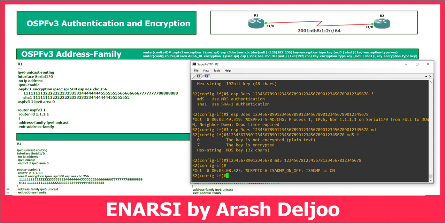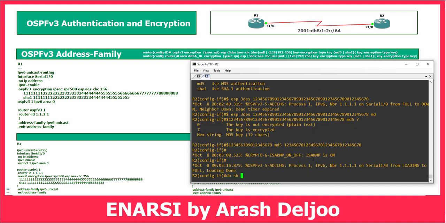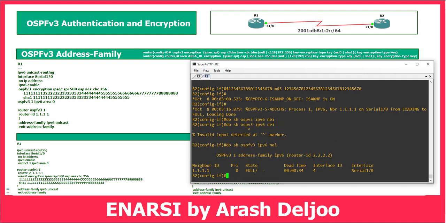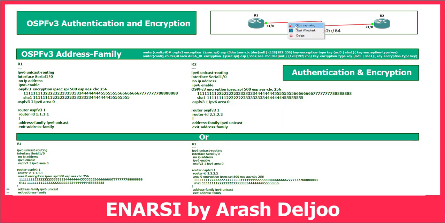Now we will have neighborship between router 1 and router 2 after some seconds, and we are experiencing both authentication and encryption. I will show you. First, do show OSPFv3 IPv6 neighbor, which shows us that we have neighborship. Yes, we have neighborship. Also, let me capture the link between router 1 and router 2. This is informative. Let me show you here, start Wireshark.